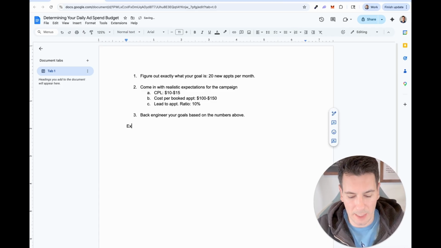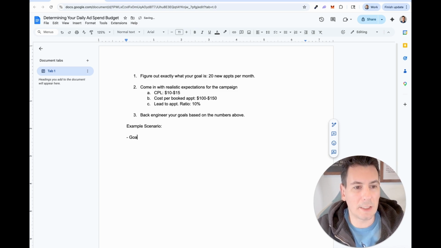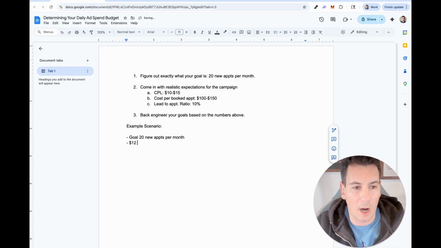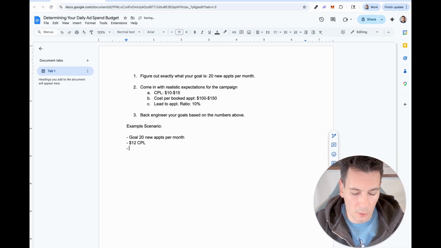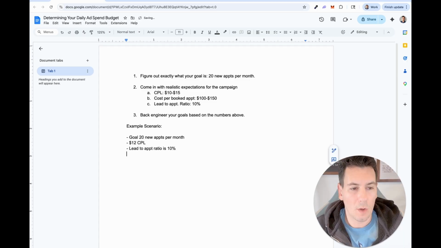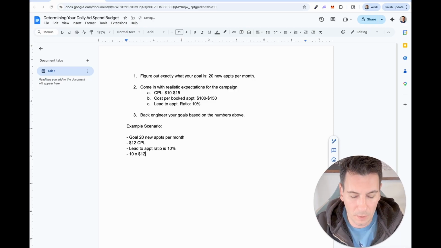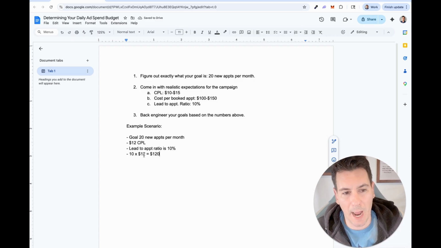So let's create an example scenario here. Let's say your goal is indeed 20 new appointments per month. Let's say you're able to optimize your campaign, the campaign is doing well, and you're able to get a $12 cost per lead. Let's say your lead to appointment ratio is that baseline 10%, which means for every 10 leads you generate, you're getting one appointment. So let's times 10 by 12 to get your cost per booked appointment, which lands us right at $120, which is in the acceptable range.